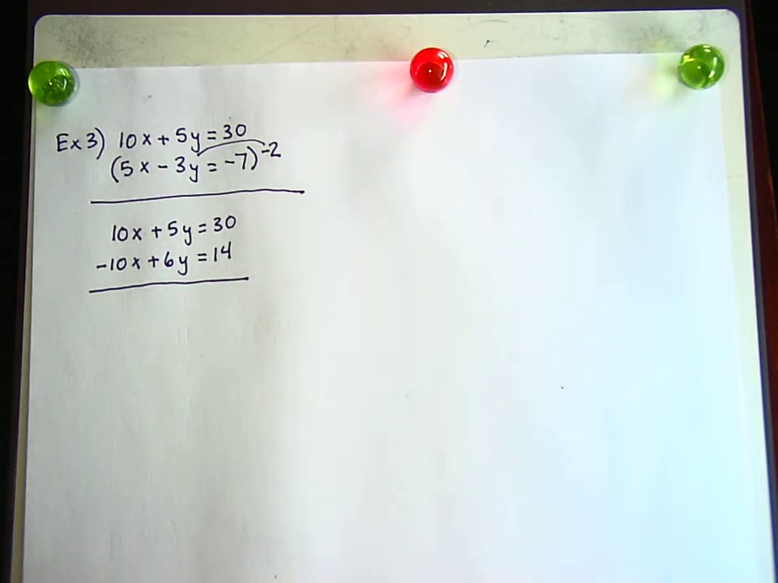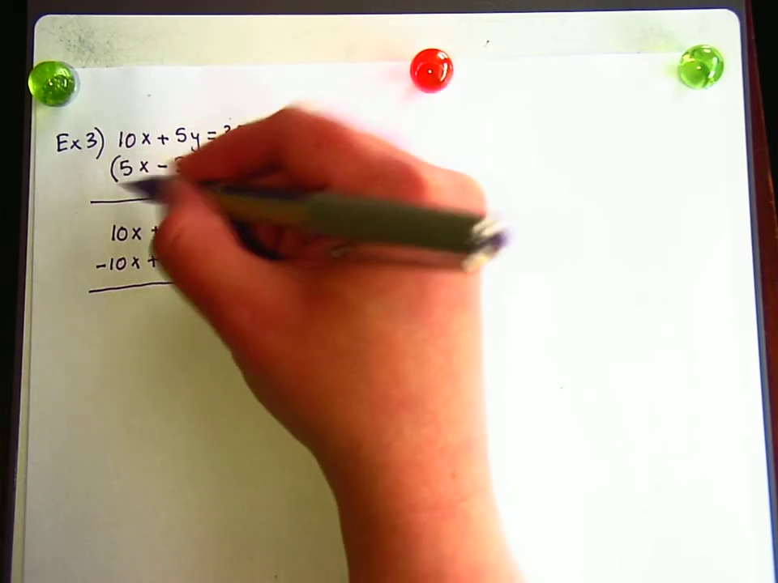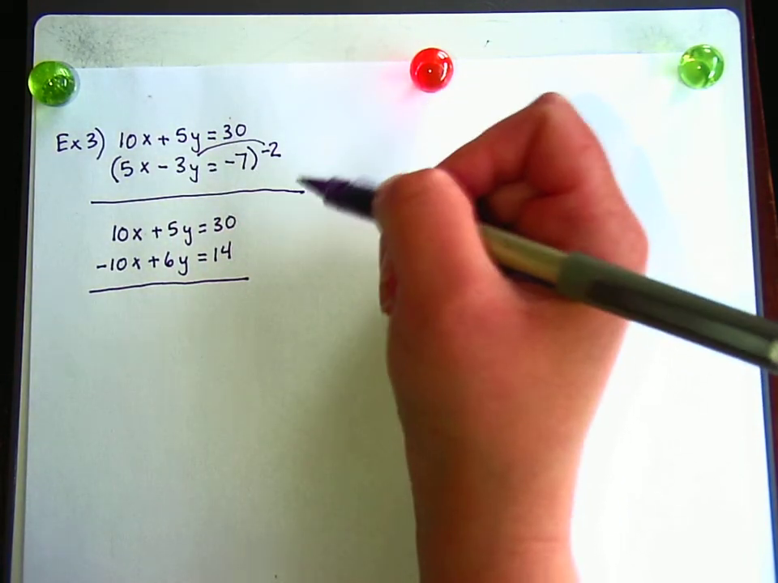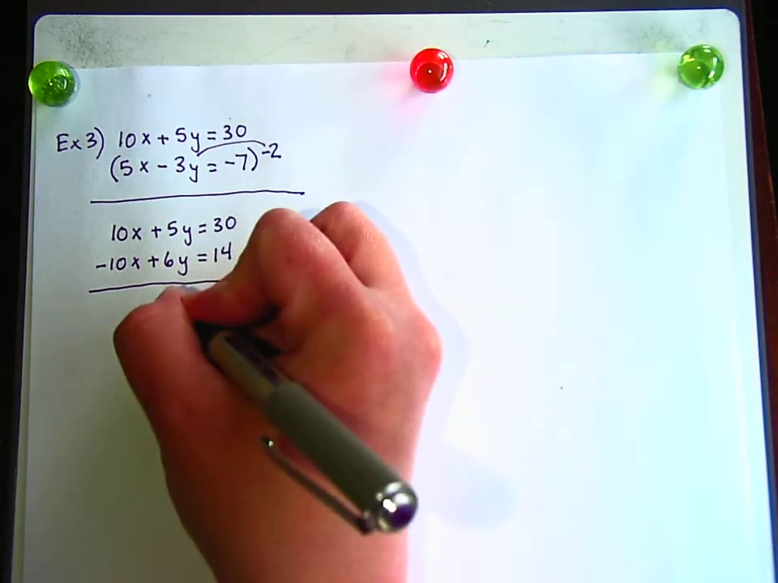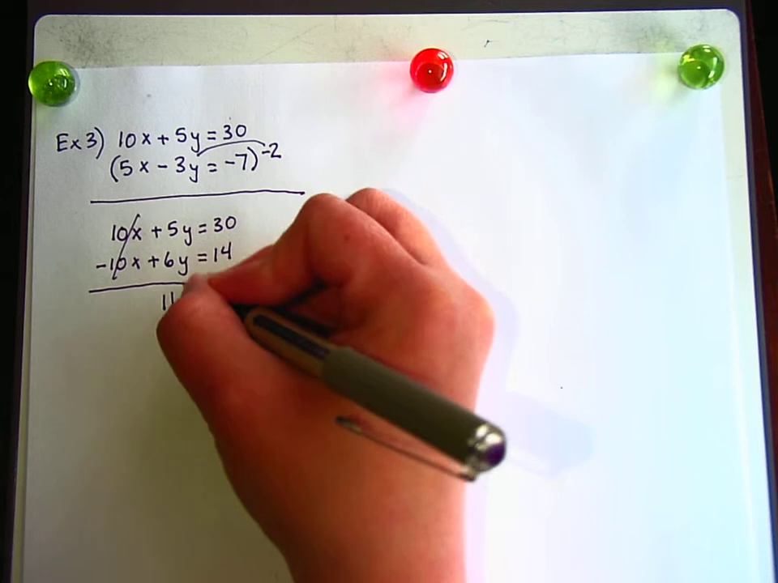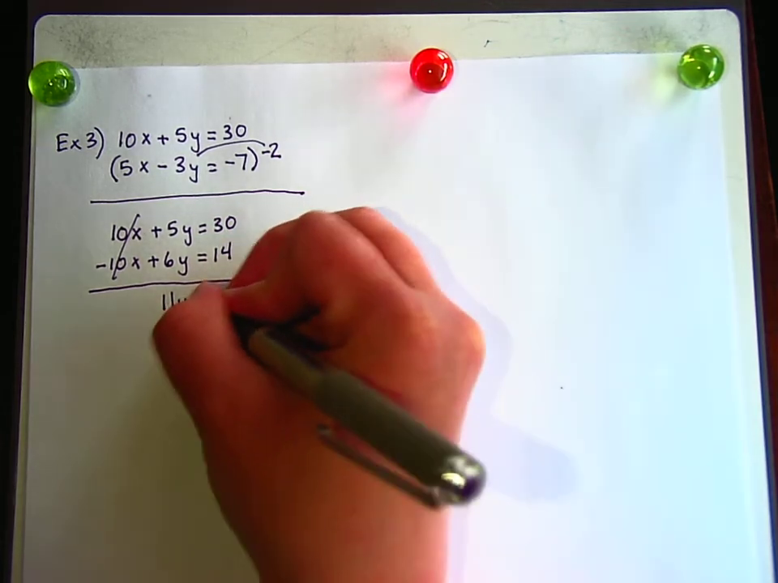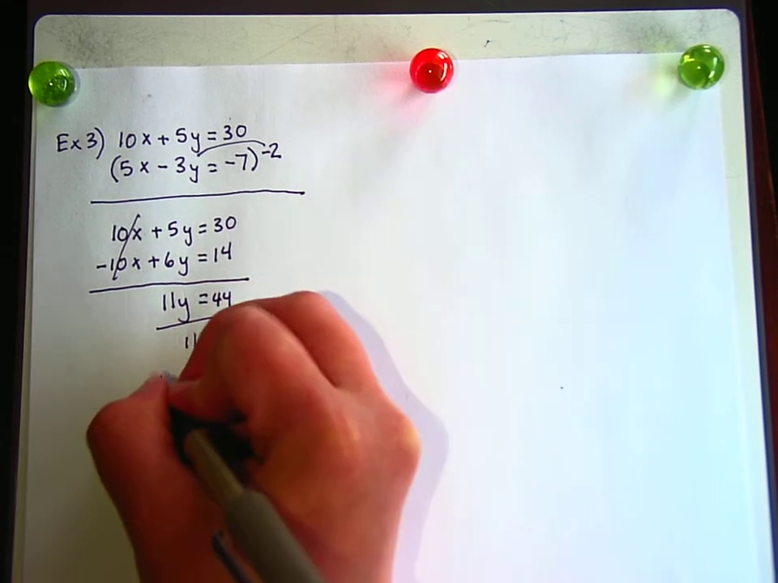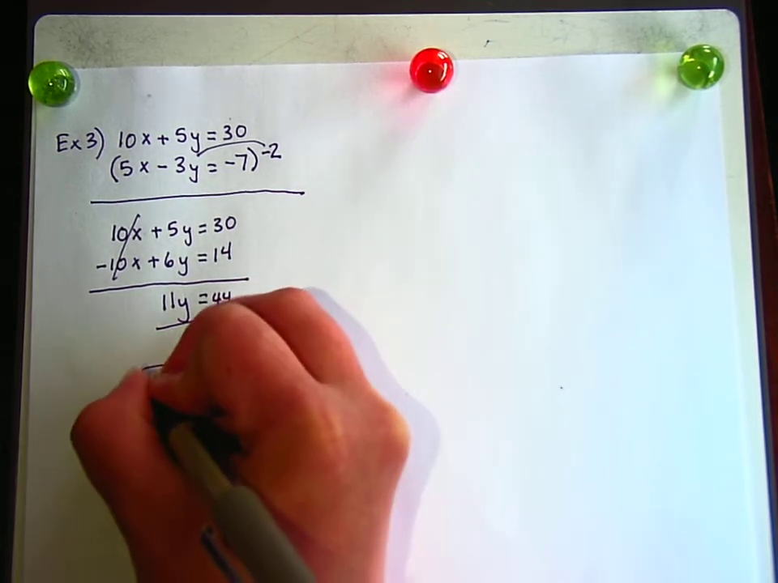The most common thing that people forget when they're doing this is they only multiply that first thing by that number. They forget to multiply the other ones. They forget to distribute it to everything. So make sure you did that. If I add the x's together, they go away. And if I add 5y plus 6y, I get 11y equals 44. Add those two together. Divide by 11, that means y equals 4.